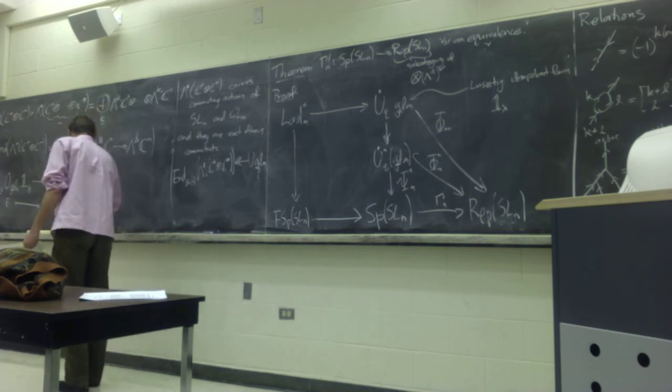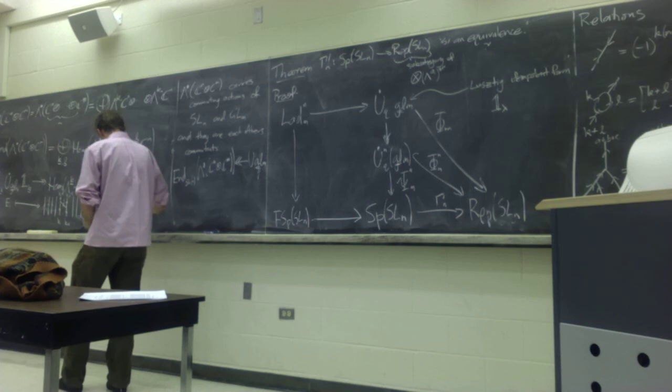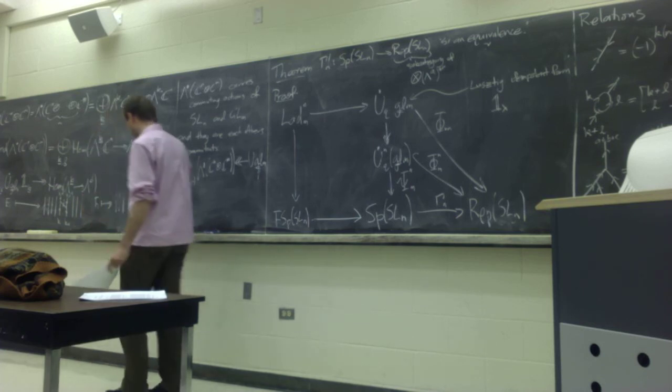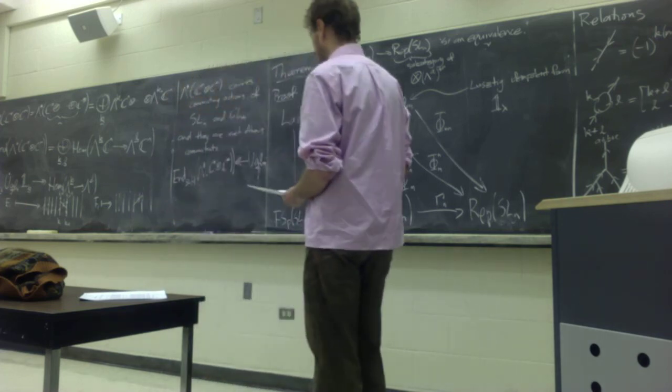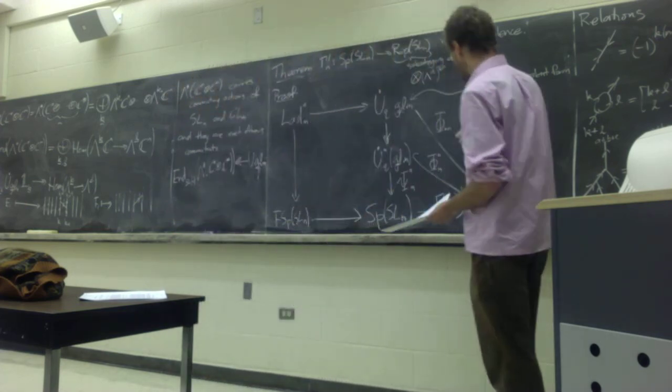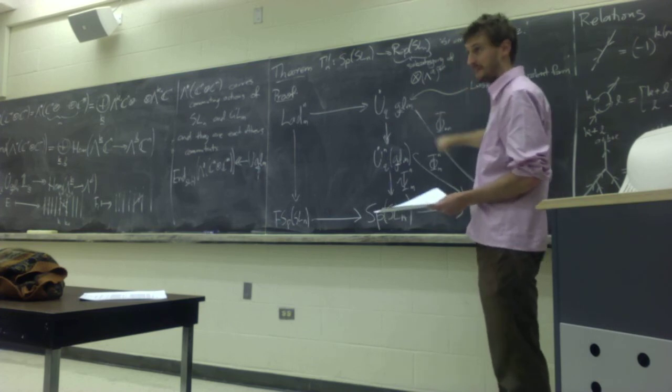And similarly, F_i is sent under skew duality to the map which corresponds to that diagram. Okay, so I've now described for you this map here.